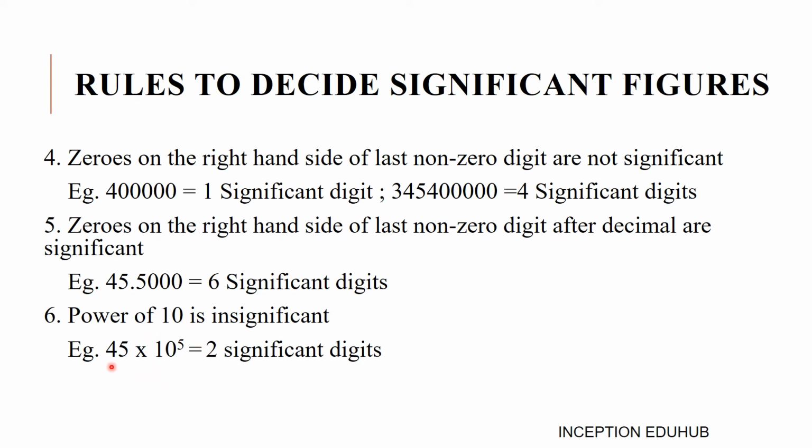So for example, 45 into 10 raised to 5 will only have two significant digits. This number is not going to follow. Anyway, if I write it in the long form, for example this, it is again considered to be of the same type, and it will have only two significant digits, just like this number.